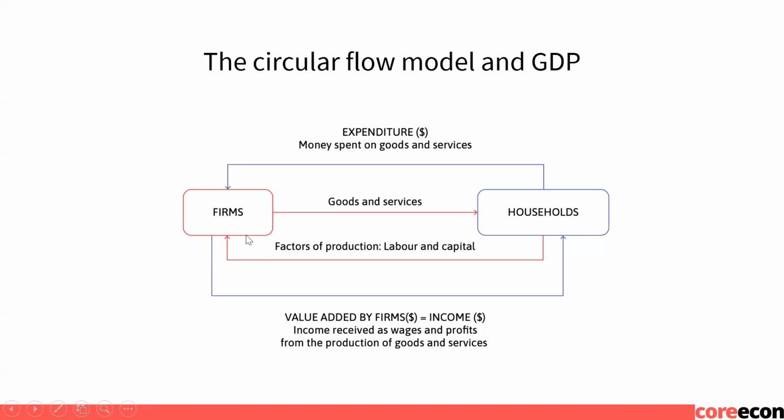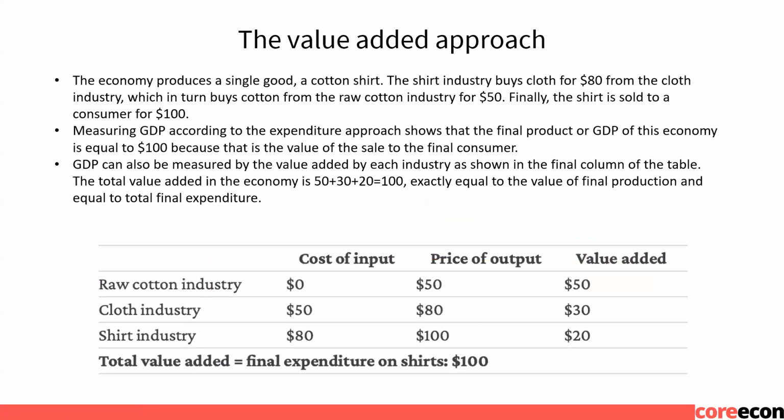And firms, as a response to this, they generate, first of all, value added with the use of labor and capital of households, and they generate income out of that. So income received as wages and profits from the production of goods and services are given back to the households. Ultimately, some households earn the profits, some earn the wages, some earn the self-employment income. These are all income generated by the firms, distributed to the households depending on how they locate in the economy.